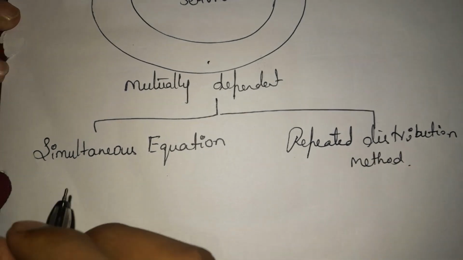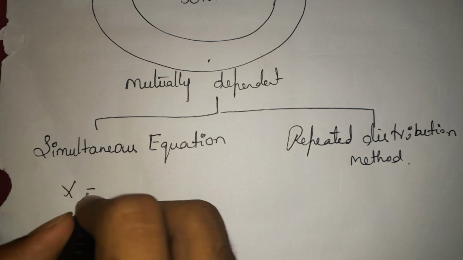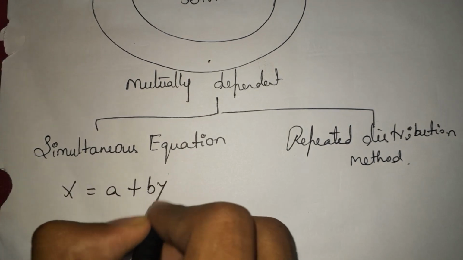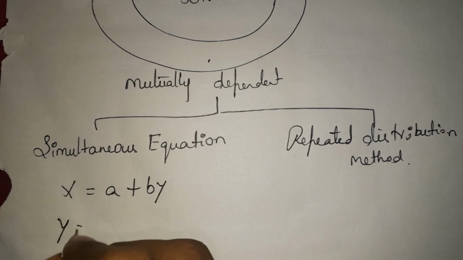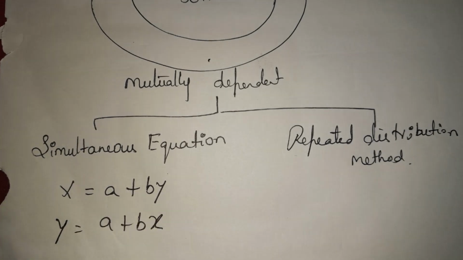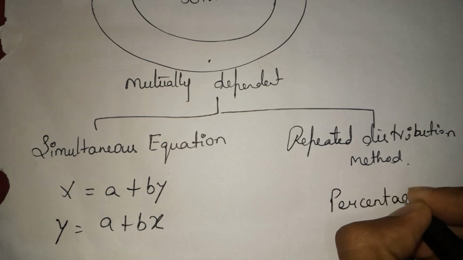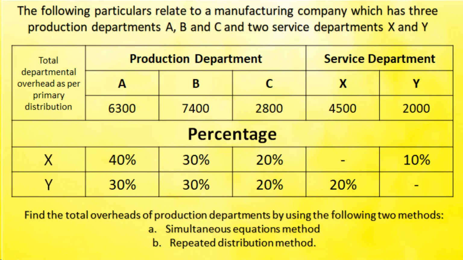Now in the simultaneous equation method we will use a formula that is x is equal to a plus b into y, and y department is equal to a plus b into x. This is the formula we will use in the simultaneous equation method. In the repeated distribution method, we will just apply the given percentage. They would have given certain percentages and based on those percentages we apply.